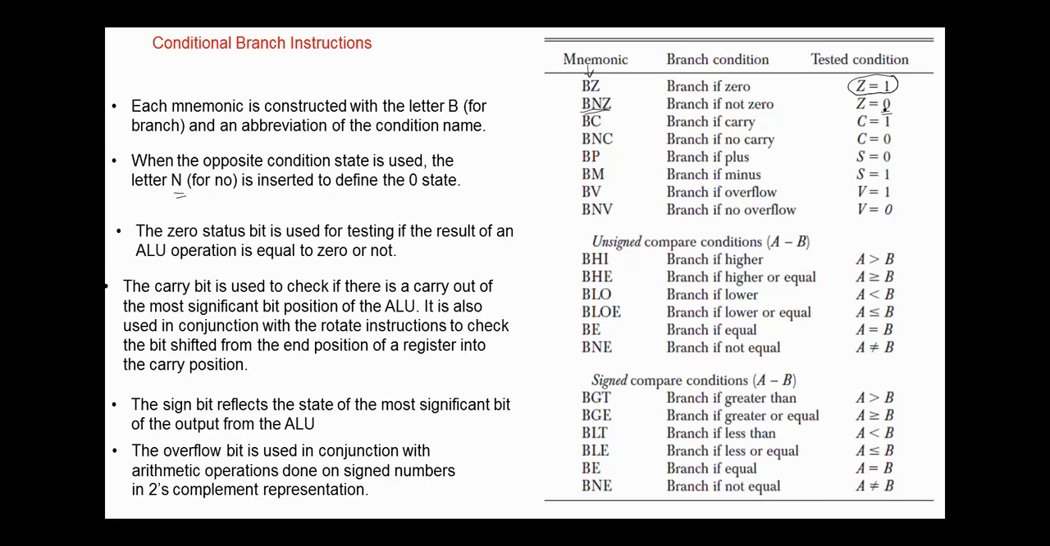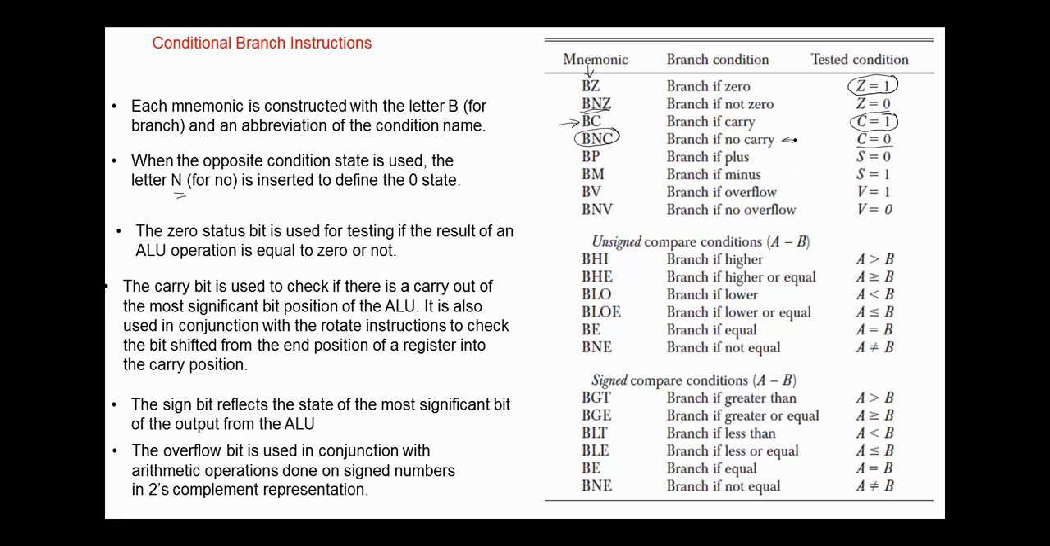And branch if carry, here we branch if the carry flag is 1. Branch if no carry, here, checks the carry flag, and if it is 0, we branch. So we branch if we haven't a carry.